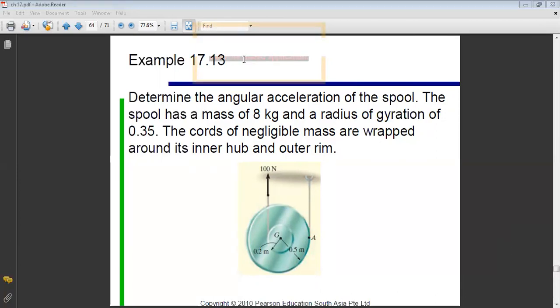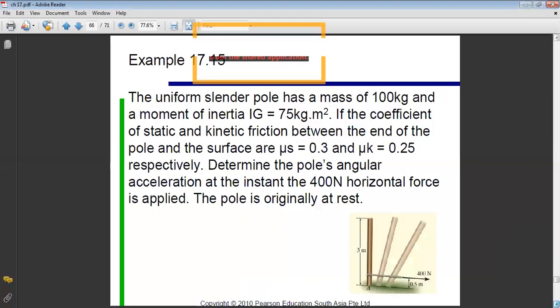So let us move to another example. The uniform slender pole has a mass of 100 kg and a moment of inertia IG equals 75 kg·m². If the coefficients of static and kinetic friction between the end of the pole and the surface are μs equals 0.3 and μk equals 0.25 respectively, determine the pole's angular acceleration at the instant the 400 Newton horizontal force is applied. The pole is originally at rest.